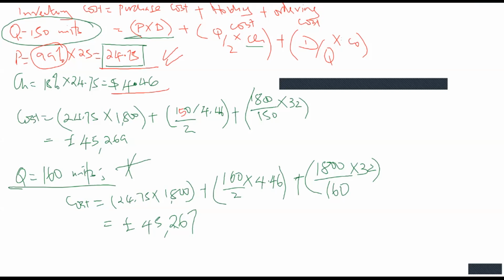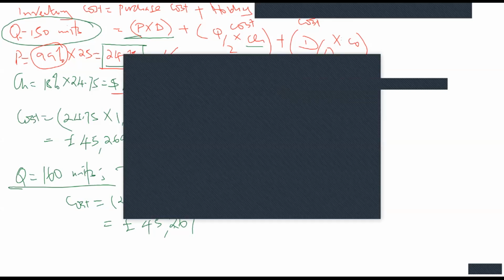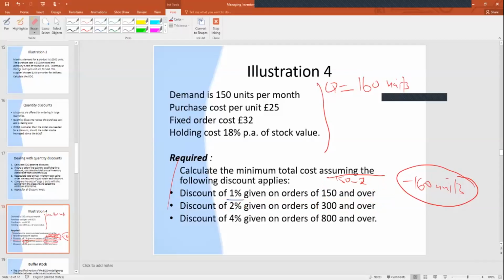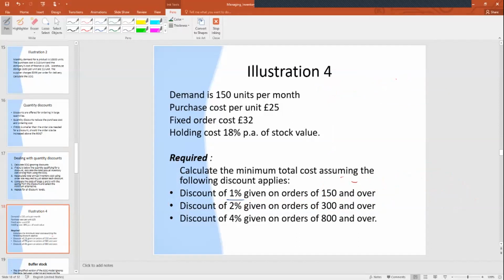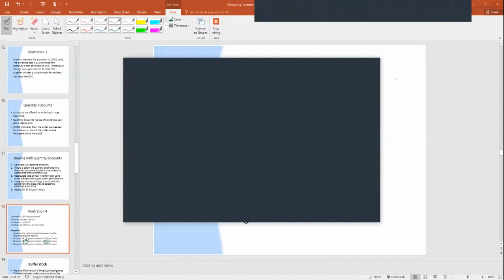Now, what if we want to go to the higher discount level? If you want the 2%, then you must reorder at least 300 units. Going back here, if you want the 2% discount, you must order at least 300 units. Let's order the bare minimum and see whether it's worthwhile. So we order at 300.